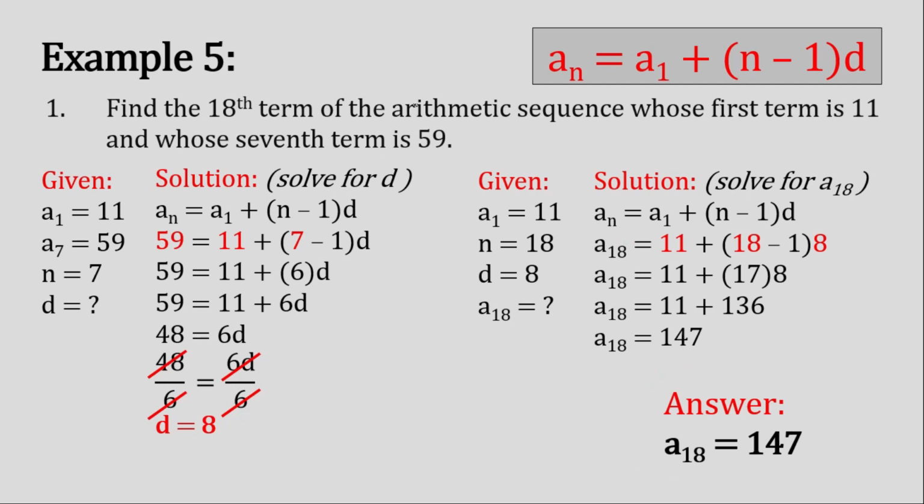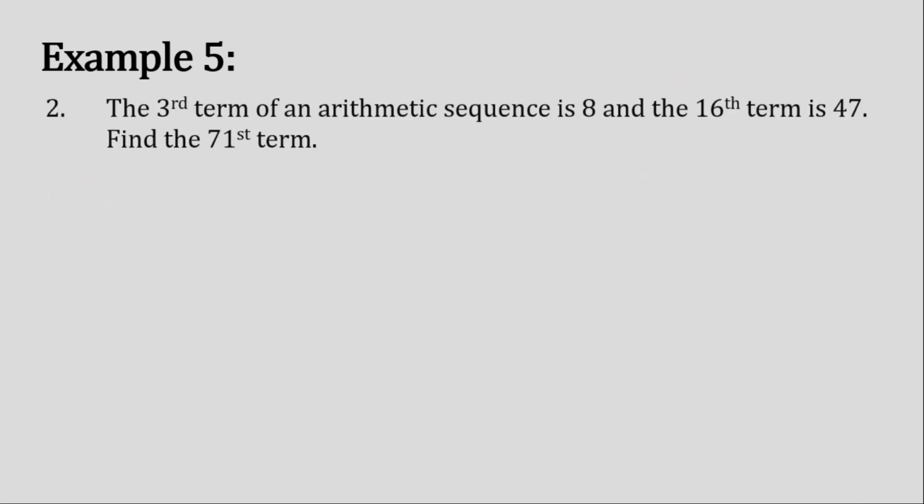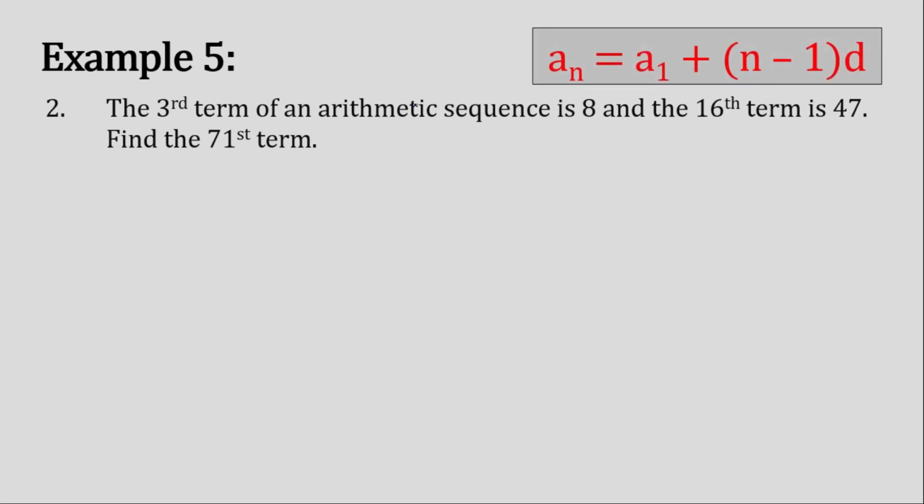Now let's go to the more difficult kind of problem. The third term of an arithmetic sequence is 8, and the 16th term is 47. Find the 71st term. So let's remind ourselves of the formula. First, for this formula to work, we need to have a sub 1 and d. And we don't have a sub 1 on this kind of problem. All we have is the third term, or a sub 3, and a sub 16. Now let's work on that.